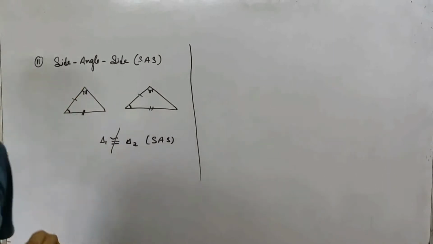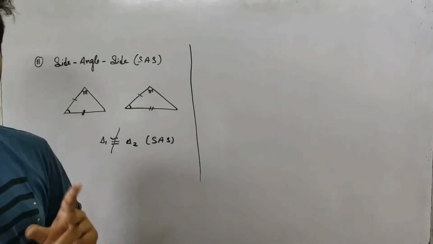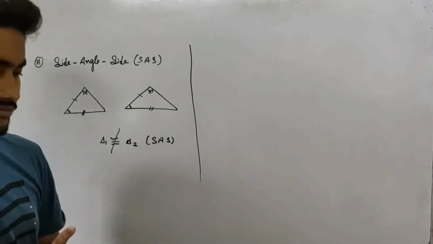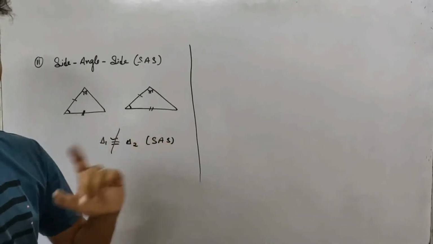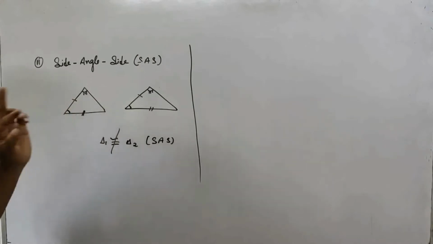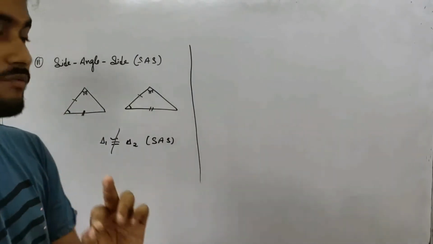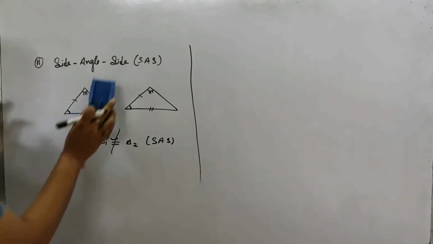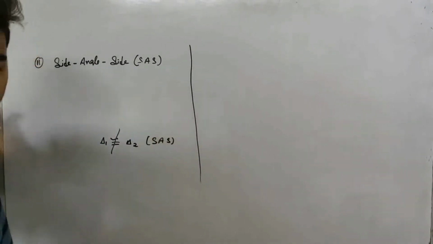That the angle is not between the sides. You will get that one question, not now, afterwards in some other chapter you will get. So mind it, the angle should be between the two sides. Then it will become what? SAS.